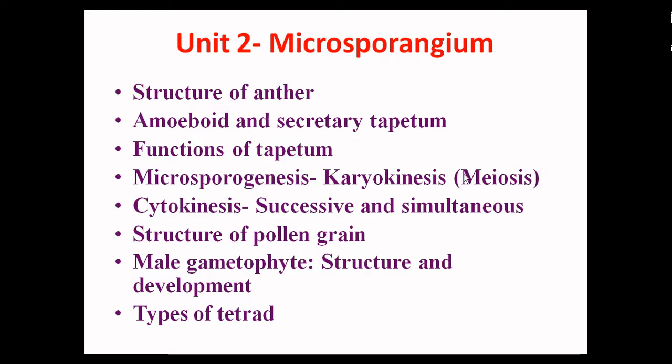Cytokinesis is nothing but the wall formation, and it can be of two types: successive cytokinesis and simultaneous cytokinesis. In successive cytokinesis, meiosis 1 is followed by the wall formation, and here the wall formation is centrifugal, and there is a formation of a dyad. Both of the cells of the dyad undergo the second meiosis, and again wall formation takes place to form the tetrad, and this is very common in monocots.